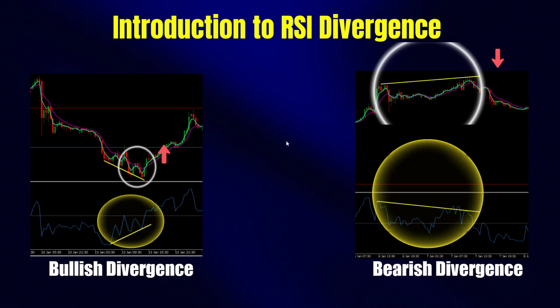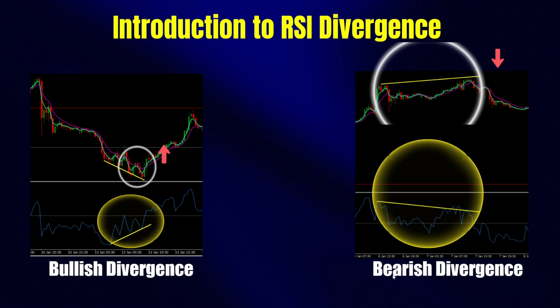So we are talking about bullish divergence and bearish divergence. In this video, we're not talking about any hidden divergence concepts. Bullish divergence is when price is making lower lows and RSI is going in the opposite direction, making higher highs. So that's bullish divergence. And after that, price is going up, up, up.